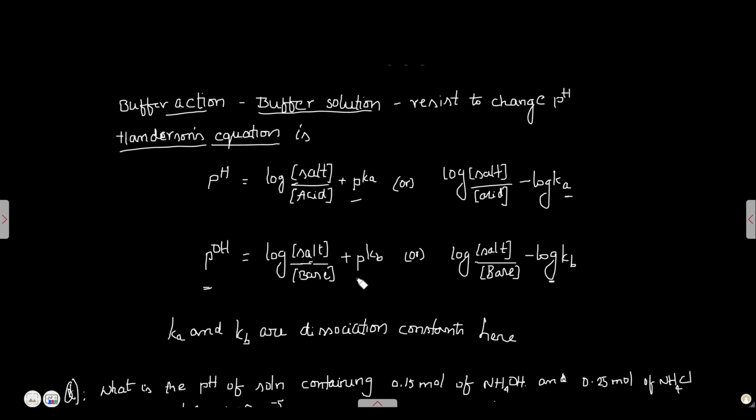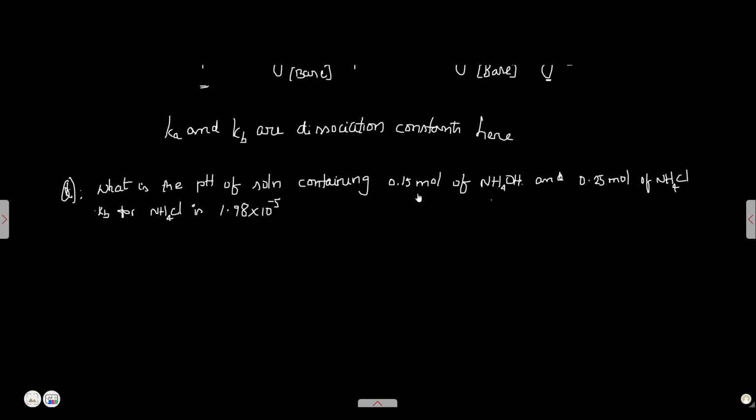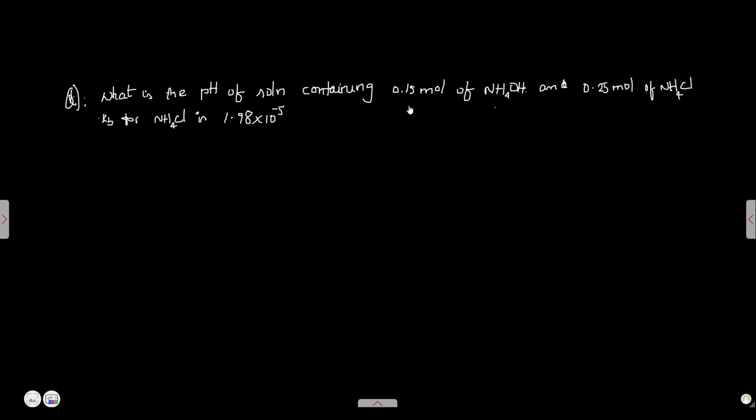Okay, so let us solve some example problems. Here I have written: what is the pH of solution containing 0.15 mole of NH4OH and 0.25 moles of ammonium chloride? Here base and its salt, right? And Kb is also given. So now what is it? It is a basic buffer, right?